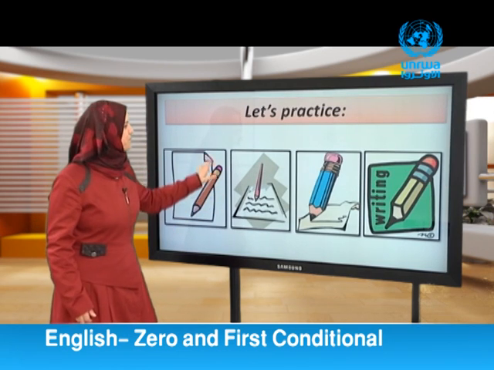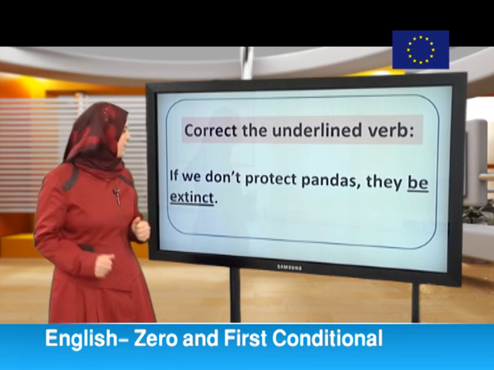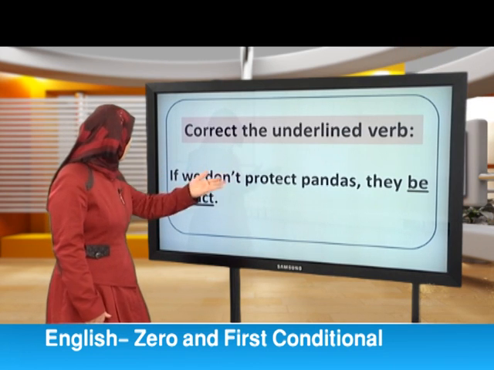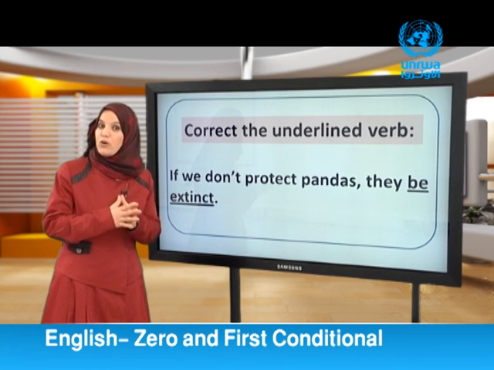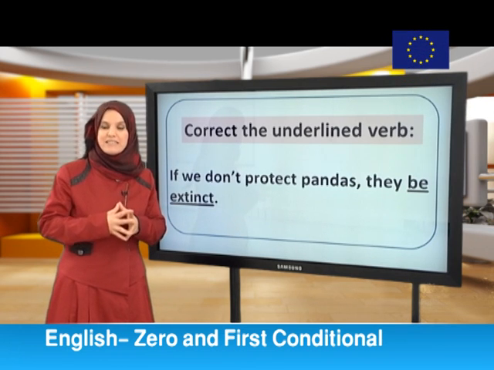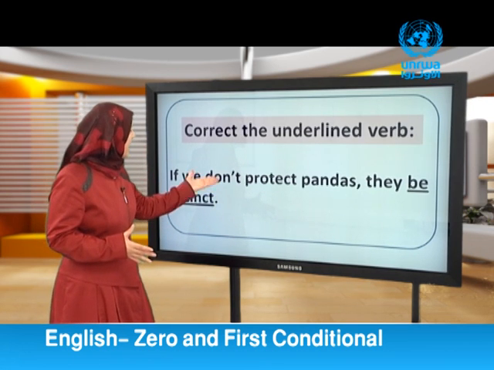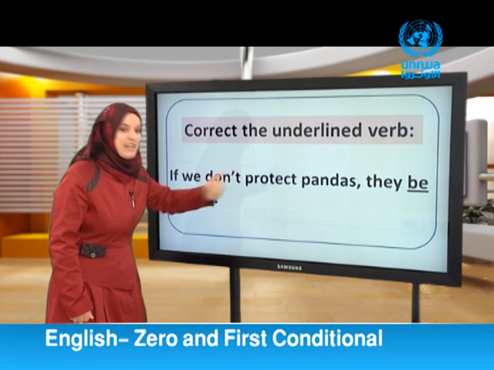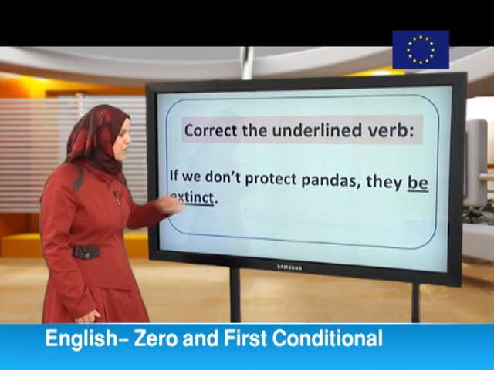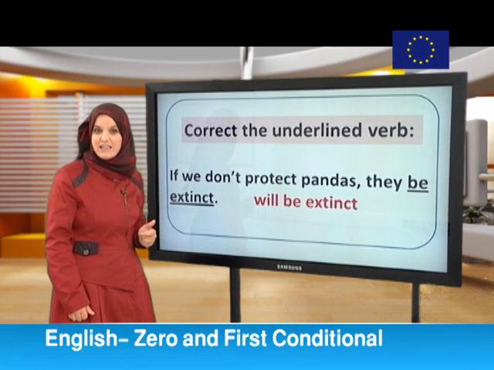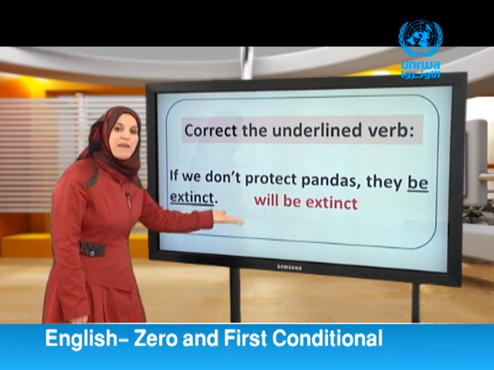Now, let's practice. We are going to correct the underlined verbs. Let's begin with number 1. If we don't protect pandas, they be extinct. Now, read the sentence carefully. Is it a zero conditional sentence or type 1 conditional sentence? Does it express a fact which is always true? No. This is a type 1 conditional sentence. This result is expected if the condition happens. So, we have present simple tense in the condition. We should have future simple tense in the result. So, the correct verb is will be extinct. If we don't protect pandas, they will be extinct.